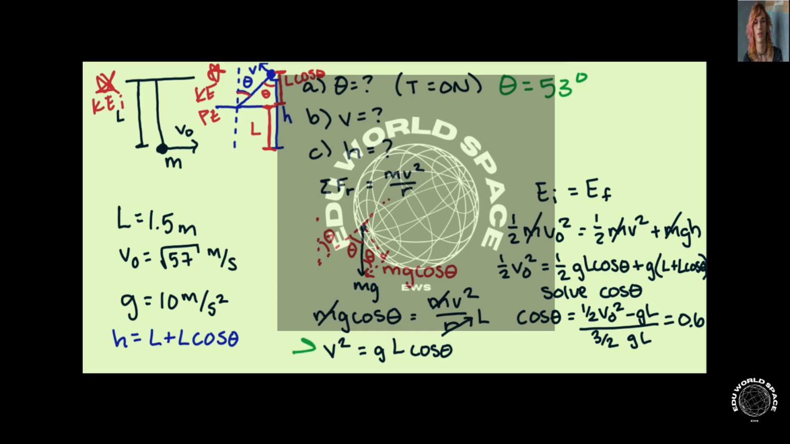Then we can go back to this equation here to figure out what v is. So v is going to be the square root of gL cosine of theta. And when you plug all that in, you should get that v is 3 meters per second. And then lastly, h. H, we can go back to here. H is L plus L cosine theta. And when you plug in all of the numbers, you get 2.4 meters for h.